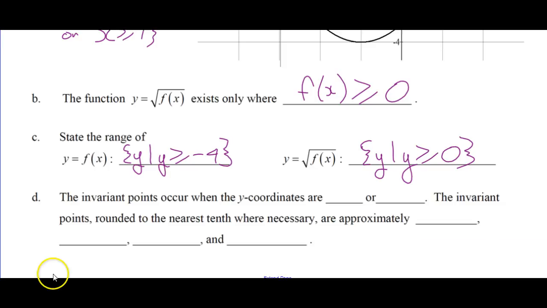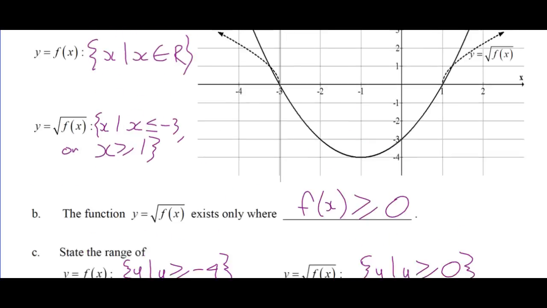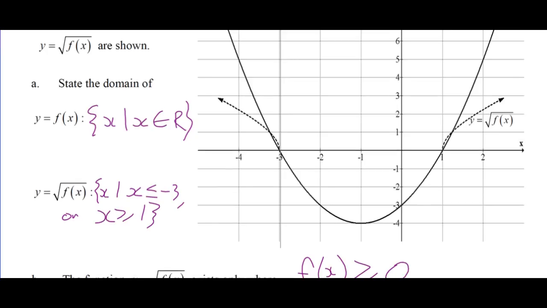So the invariant points occur when the y-coordinates are 0 or 1. It's like the third time we've done this, right? Repetition is good, but the invariant points rounded to the nearest tenth where necessary. So just reading from the graph. Invariant points. So let's just go left to right. So here's one here. So what's that point?